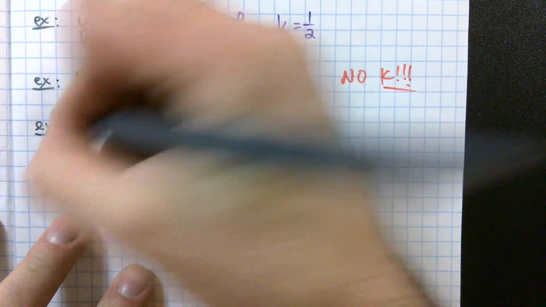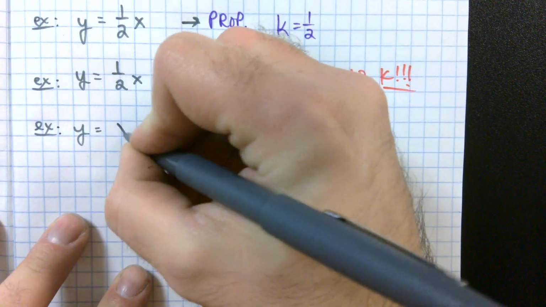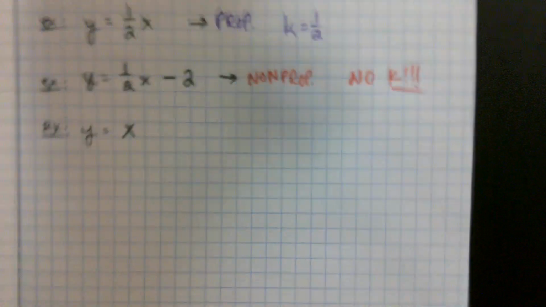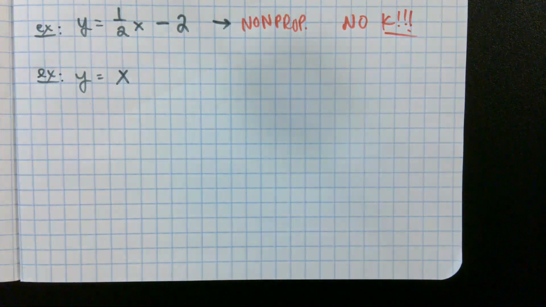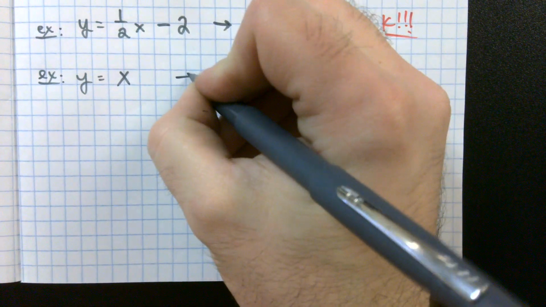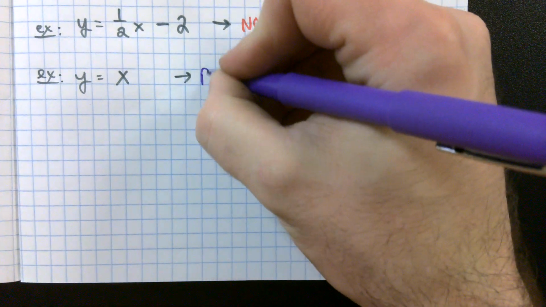Let me see if we can figure this one out. Our third equation, y equals x. What do you guys think for that one? Thumbs up, proportional. Thumbs down, non-proportional. Good. Ooh, interesting. I see some more differing opinions. This is going to be thumbs up. This is proportional. Okay? This is proportional.